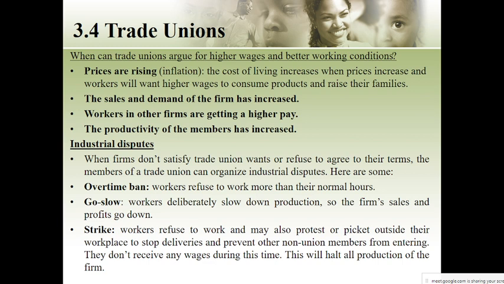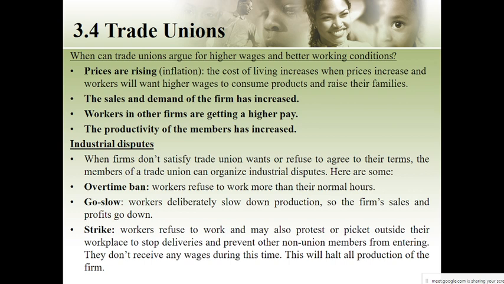The third is workers in other firms are getting higher pay. If you are getting 30,000 and you are working in a particular organization and you already have an idea that for the same position in another organization he or she is getting 1 lakh, then the trade union will protect your right, that pay him accordingly.